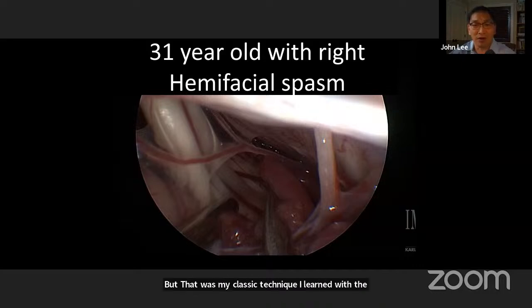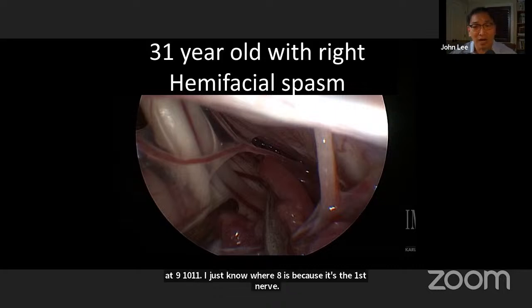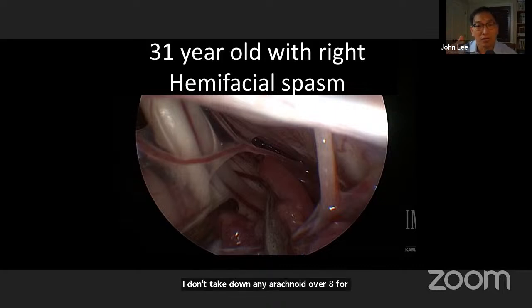However, now I'm just very direct. I just go straight to the 5th nerve. I don't even look at 9, 10, 11. I just know where 8 is because it's the first nerve. I don't take down any arachnoid over 8. For trigeminal, I just go straight to 5.